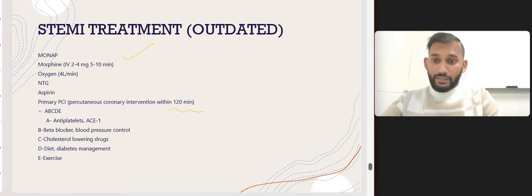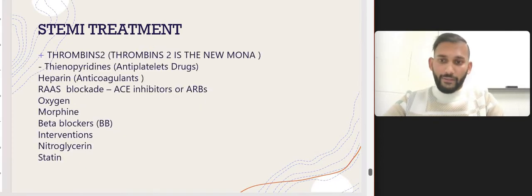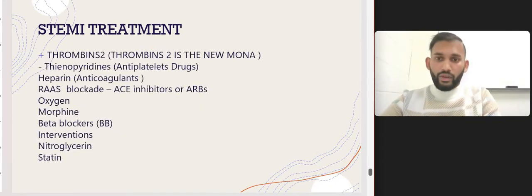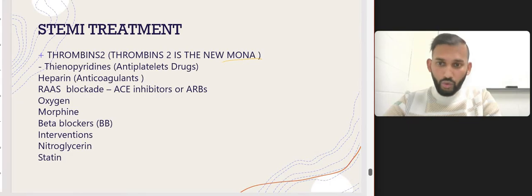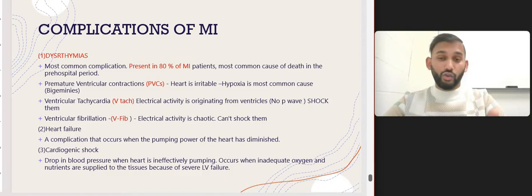You also have ABCDE: antiplatelets, ACE inhibitors, beta blockers, cholesterol-lowering drugs, diet, and exercise. With the new treatment, we have THROMBINS 2 as the new MONA for us, where we have T for thienopyridine, which is an antiplatelet drug, heparin, RAS, which is renin-angiotensin-aldosterone system blockage, or ACE inhibitor, or ARBs, oxygen, morphine, beta blockers, intervention, nitroglycerin, statin. You don't need to go into any detail and remember every single drug, but just know what's happening with different things.